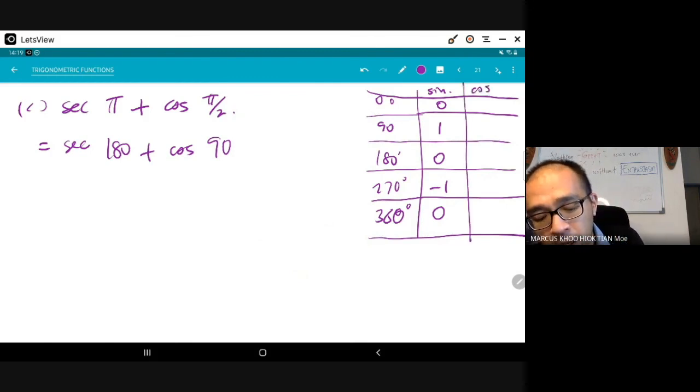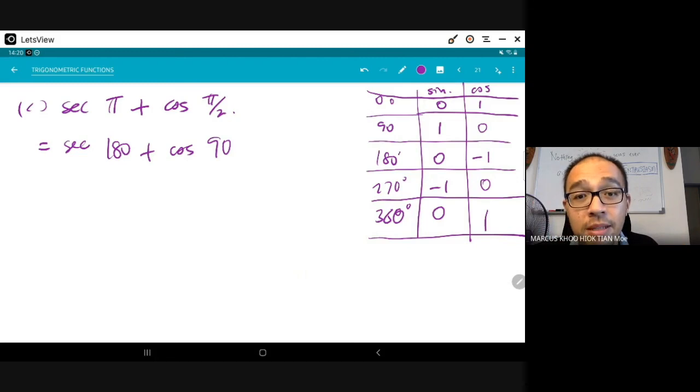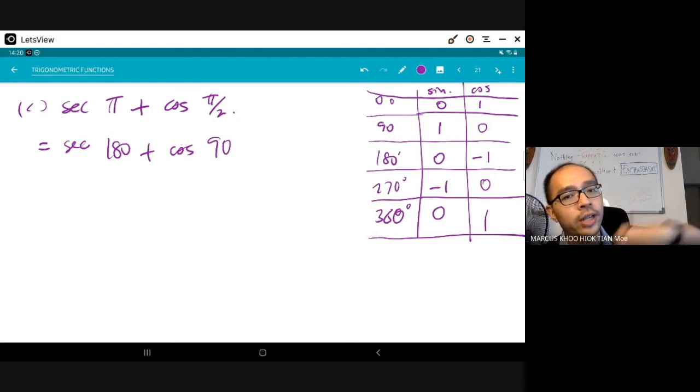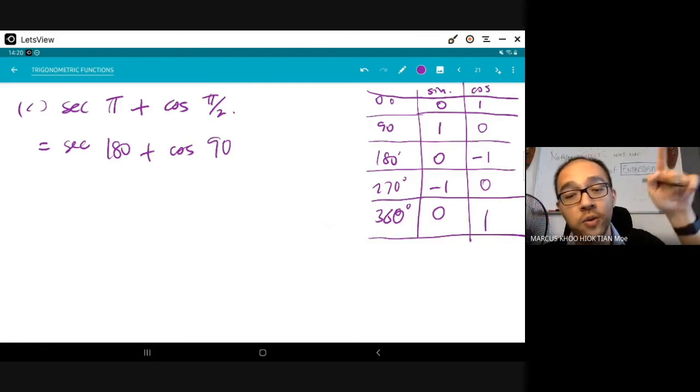Okay, cos 0 is 1. Then 90 is 0, negative 1, 0, and 1. It looks like it's reversed, but it's not reversed. They are 1, 0, negative 1, 0, 1.